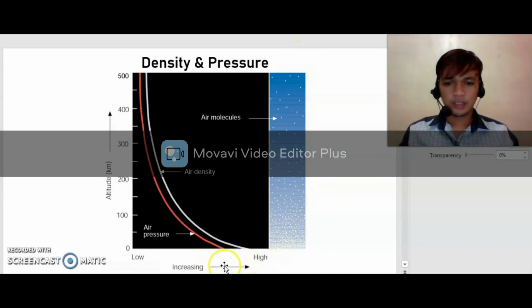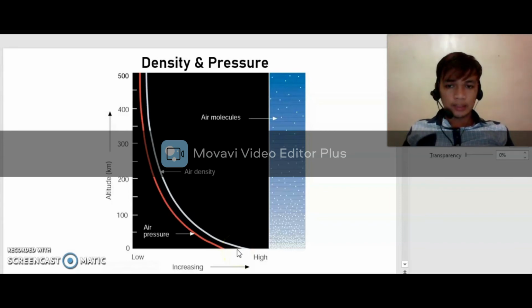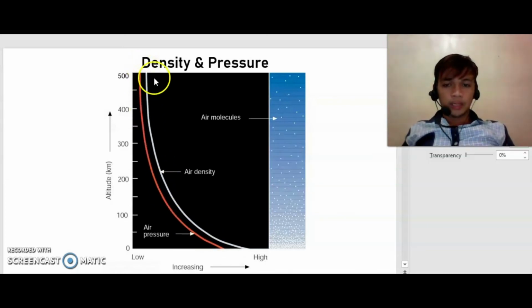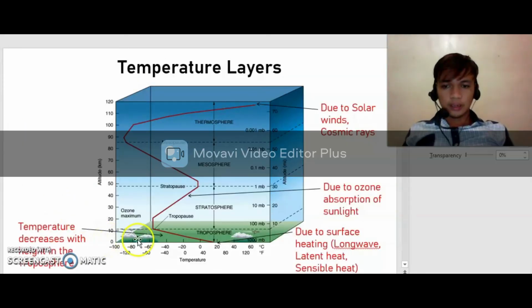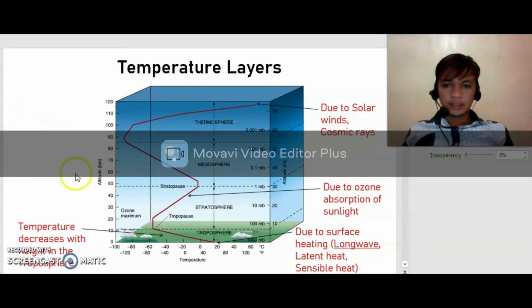Next, our air pressure is the same as air density: they are directly proportional to each other. So if our altitude is low, our air pressure and air density are also high. As we go higher in altitude, our air pressure and air density decrease. That is why in our troposphere, at an altitude of around 10 kilometers above sea level, we have a very low temperature. It is so low that frozen materials form.